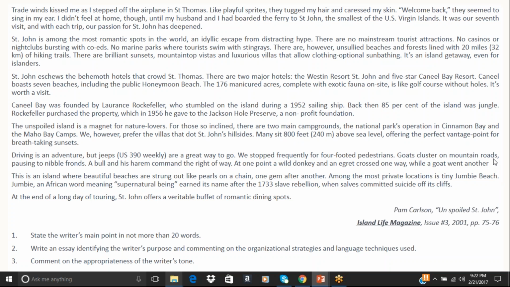Is there a little emotional appeal? How so? Well, it almost seems like where he's describing the island, some of the words that he uses, he's almost trying to entice the reader to come to the island. Very good. So that means that apart from expository and descriptive, there is some amount of persuasion there as well. All right, very good.